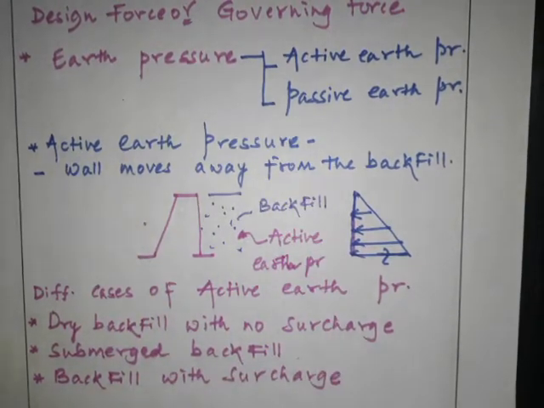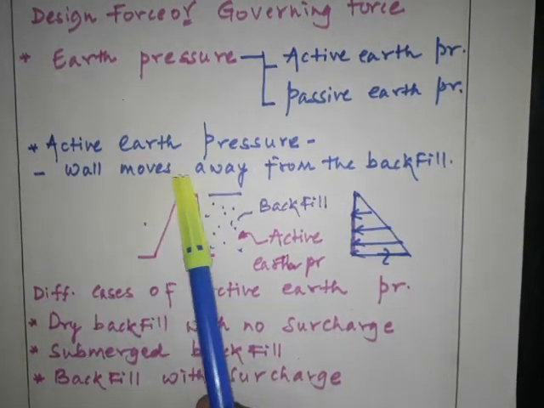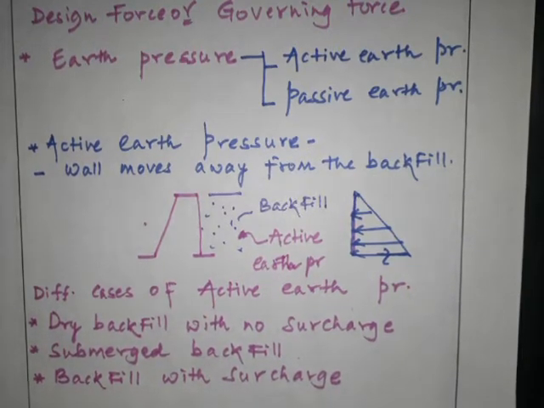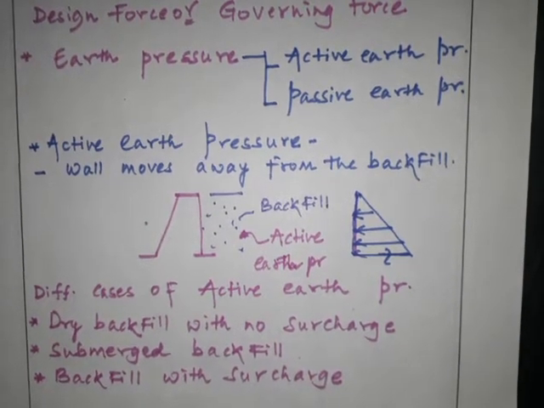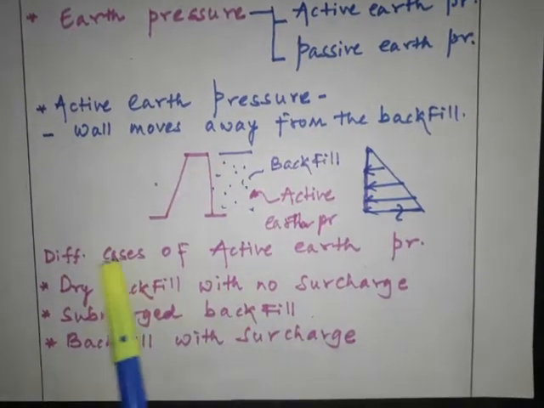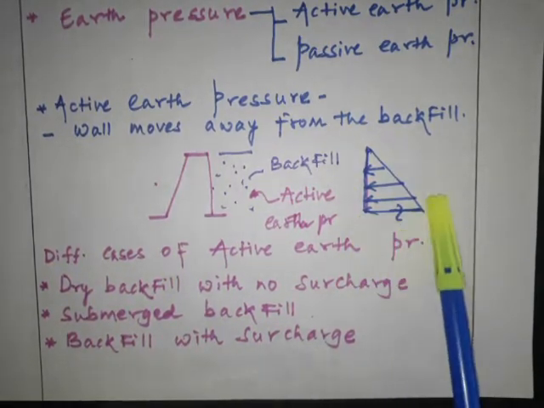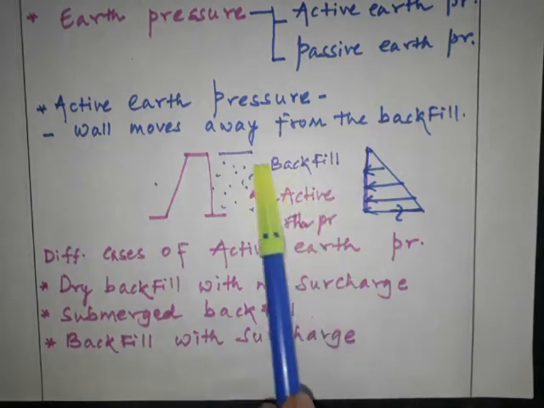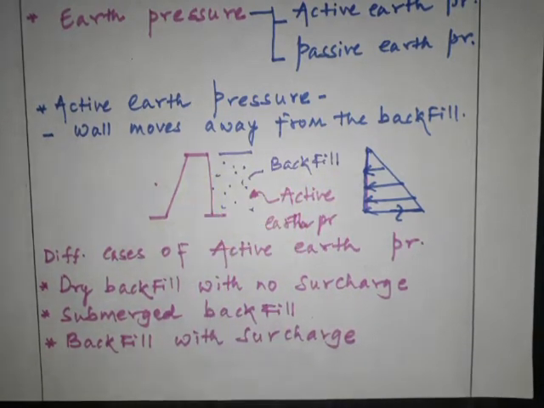Then the active earth pressure. What is active earth pressure? When the wall moves away from the backfill, it is called active earth pressure. There are different cases. This pressure distribution is nothing but the active earth pressure. This pressure tries to push the wall away from the backfill. The different cases of active earth pressure are dry backfill with no surcharge, submerged backfill, and backfill with surcharge.